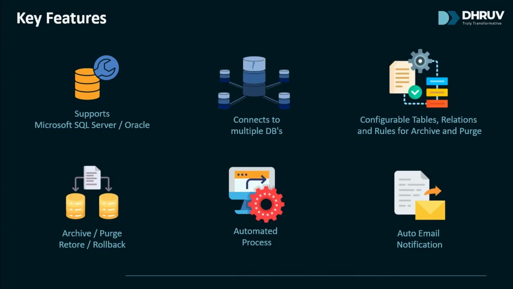To make things even easier, EmVault automates the entire workflow, enabling you to set up scheduled jobs for archiving and purging, reduce the risk of human error, and save valuable time. And with auto email notifications, you are always kept in the loop on the status of your jobs, even when you are not at the system, ensuring that nothing slips through the cracks.